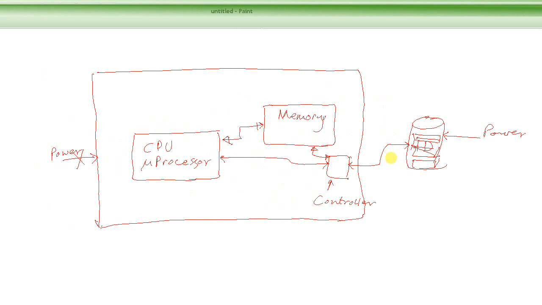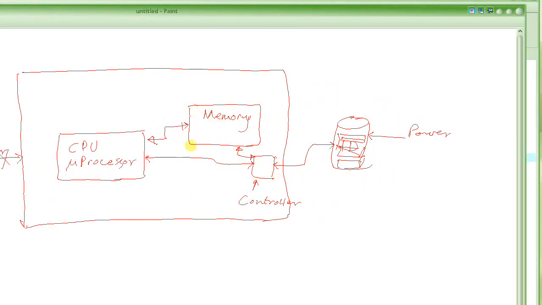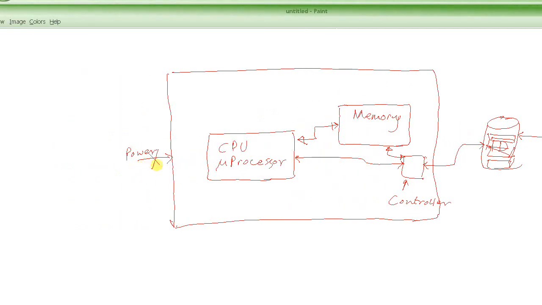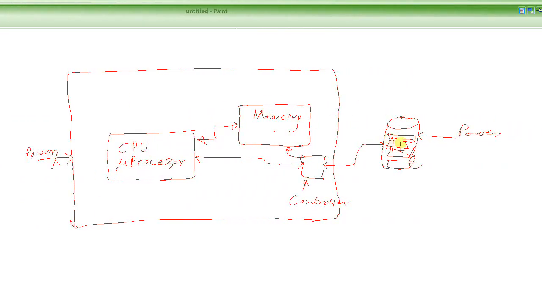The reason for talking about all this is basically that the memory is not enough because it's volatile, and as soon as the power goes down, the memory is gone. We need something to store this data and program permanently.